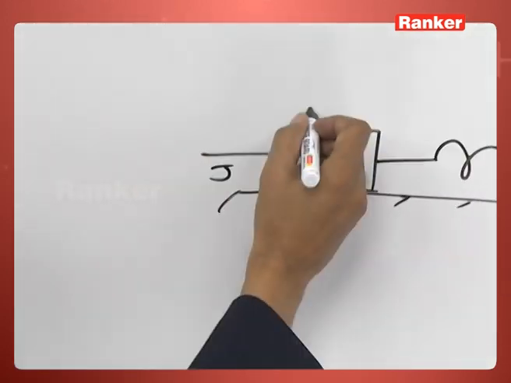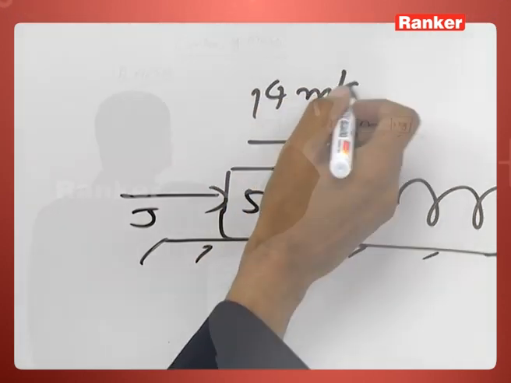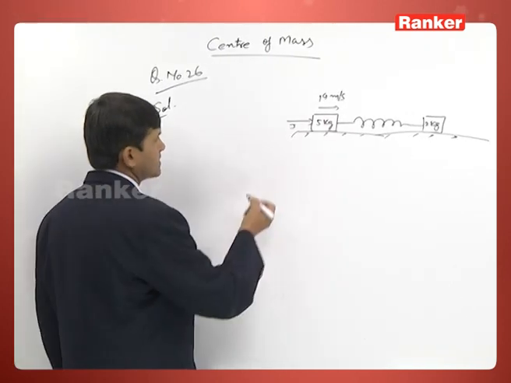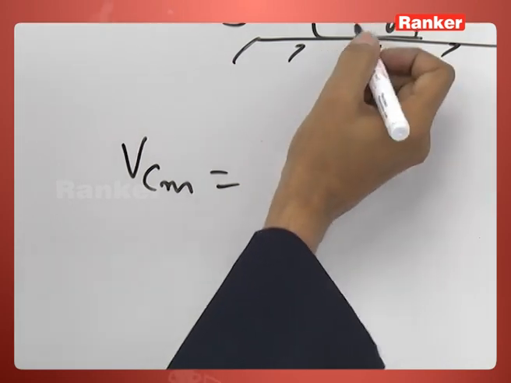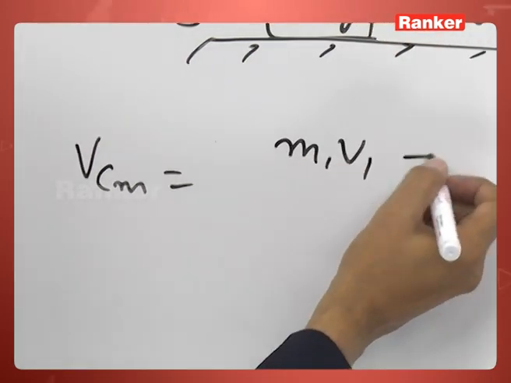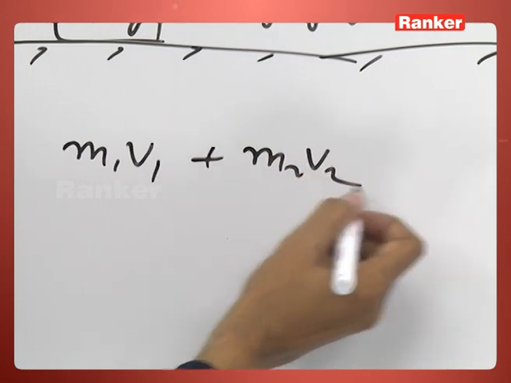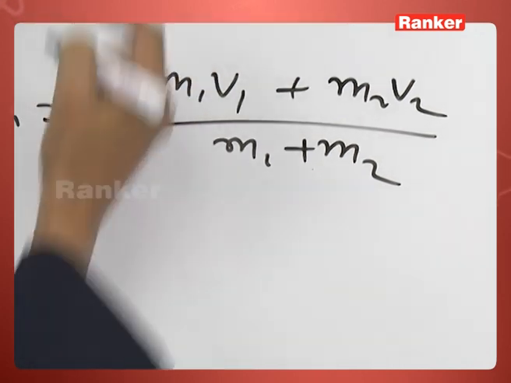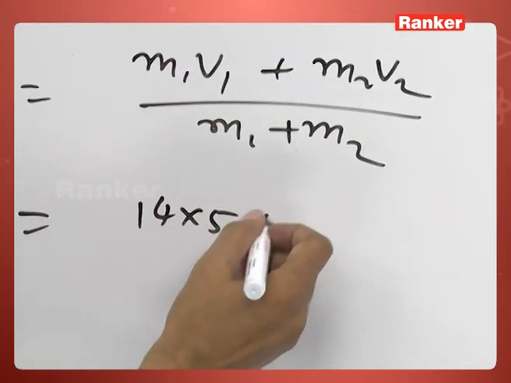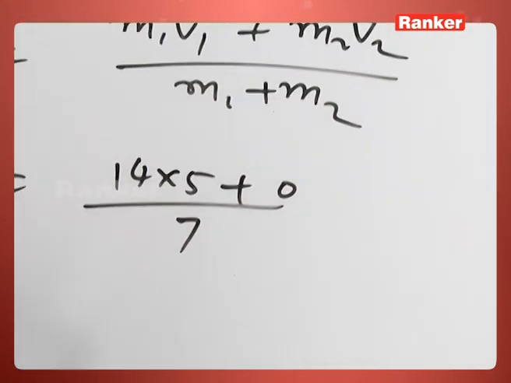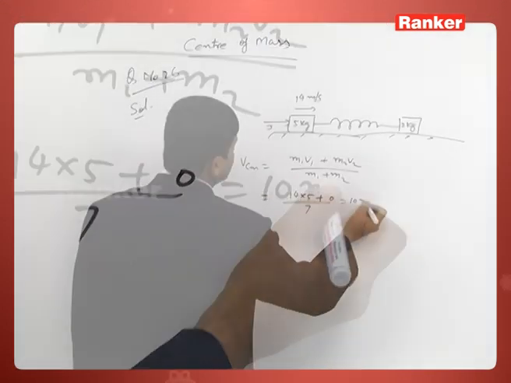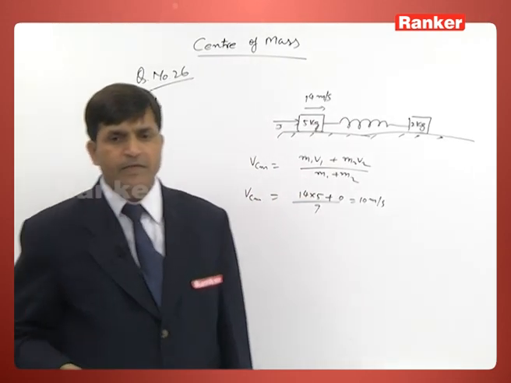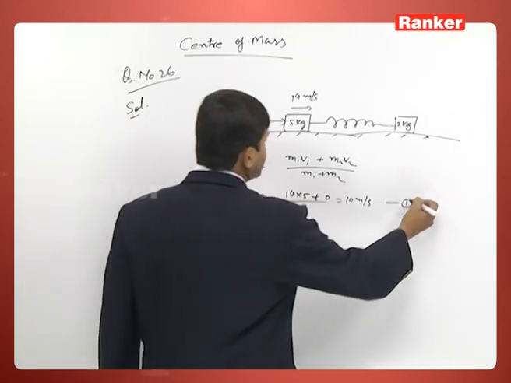Because of this impulse, it has acquired velocity 14 meter per second. Now, just after collision, velocity of center of mass is (m1 v1 plus m2 v2) by (m1 plus m2). Here m2 v2 remains 0, so m1 v1 is 14 into 5 plus 0, and m1 plus m2 is 7. That is your 10 meter per second. This is the velocity of center of mass. So, first option you are correct.